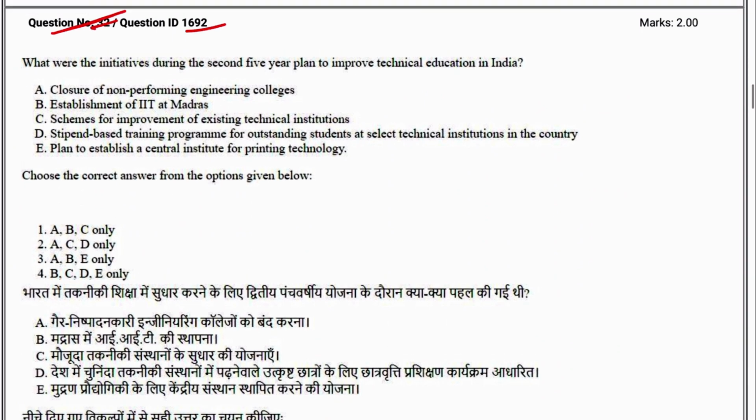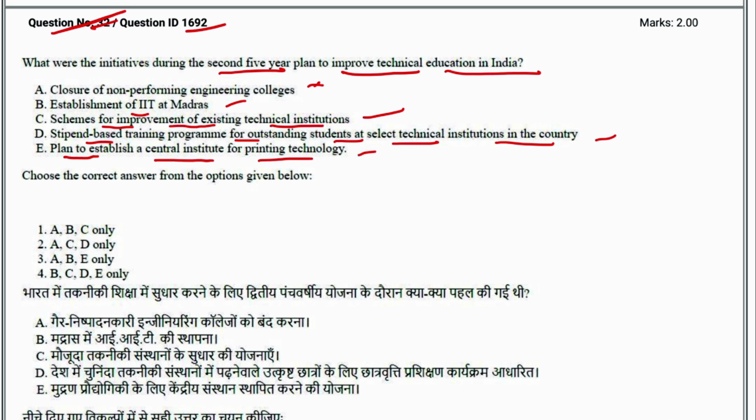Next is 92. What are the initiatives during the second 5-year plan to improve technical education in India? So closure of non-performing engineering colleges? No. Establishment of IIT Madras? Yes. Scheme for improvement of existing technical institutes? Yes. Stipend-based training program for outside students at select technical institutions in the country? Yes. Plan to establish a central institute for printing technology? Yes. So all are there, except A. So 4 is the answer. B, C, D only.